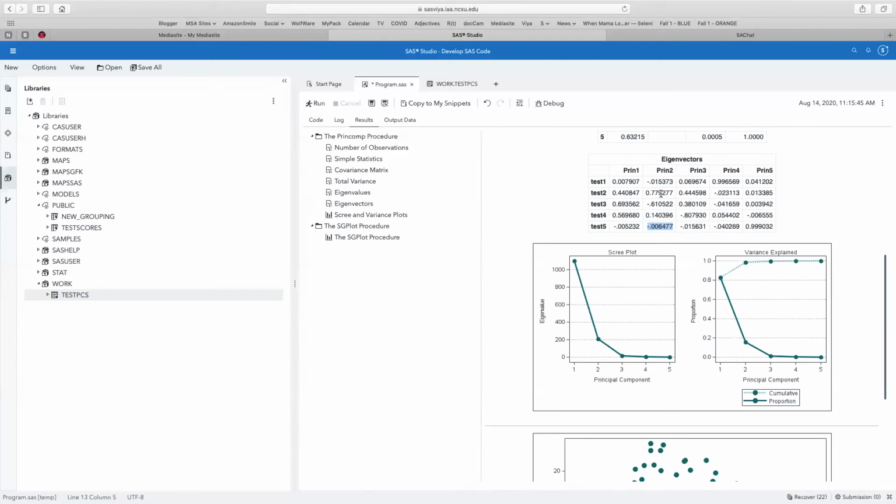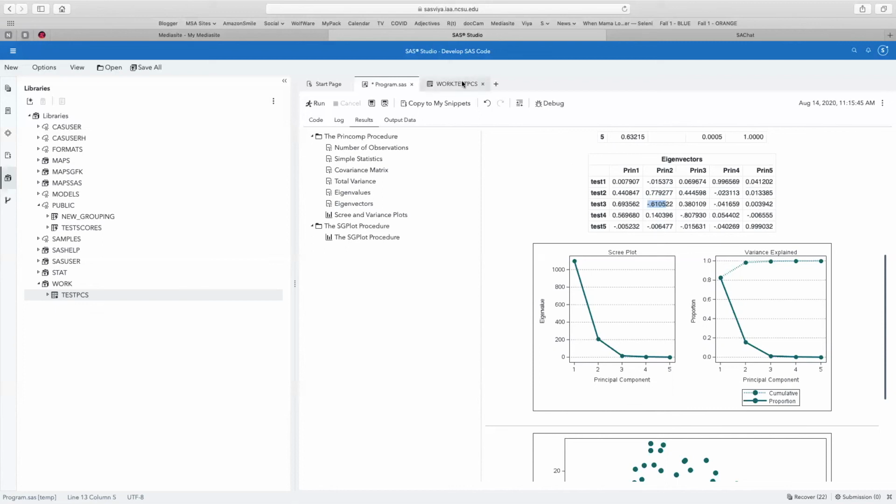Instead, what it uncovered was a dominant kind of theme here, a dominant trend of information, that some students did better on test 2 than test 3. So if I were to give meaning to principal component 2 here, it would be the difference between test 2 and test 3. And those with large scores on Prin 2 here probably did better on test 2 than they did on test 3.